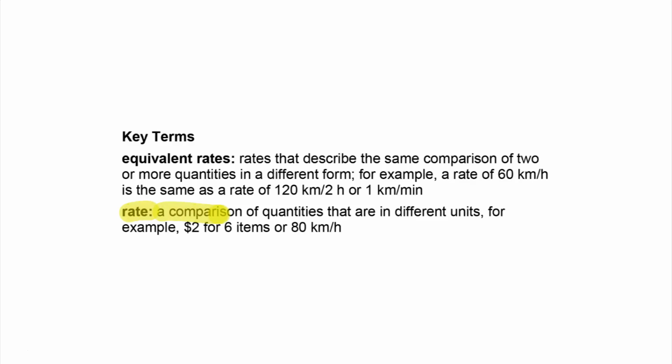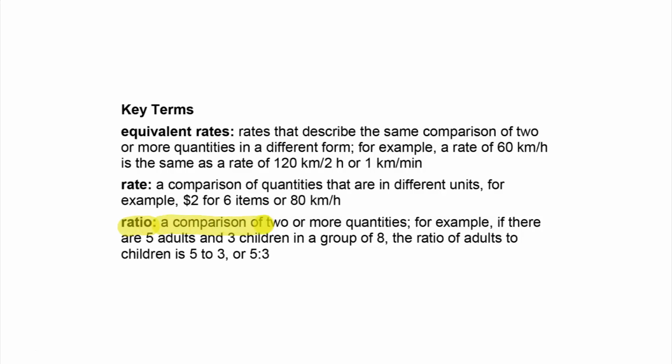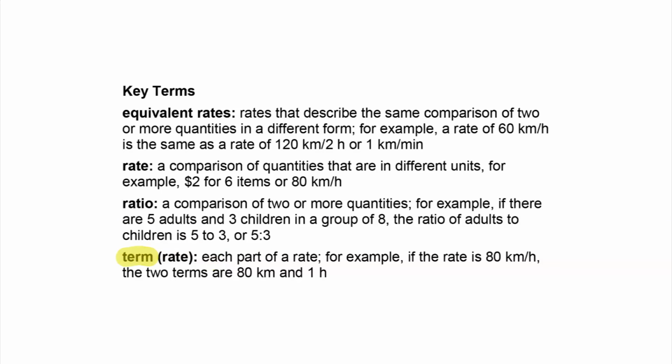Rate is a comparison of quantities that are in different units. For example, $2 for 6 items, or 80 kilometers per hour. Ratio is a comparison of two or more quantities. For example, if there are 5 adults and 3 children in a group of 8, the ratio of adults to children is 5:3. Term. In the context of rate, so when we're talking about rates, the word term means each part of a rate. For example, if the rate is 80 kilometers per hour, the two terms are 80 kilometers and 1 hour.